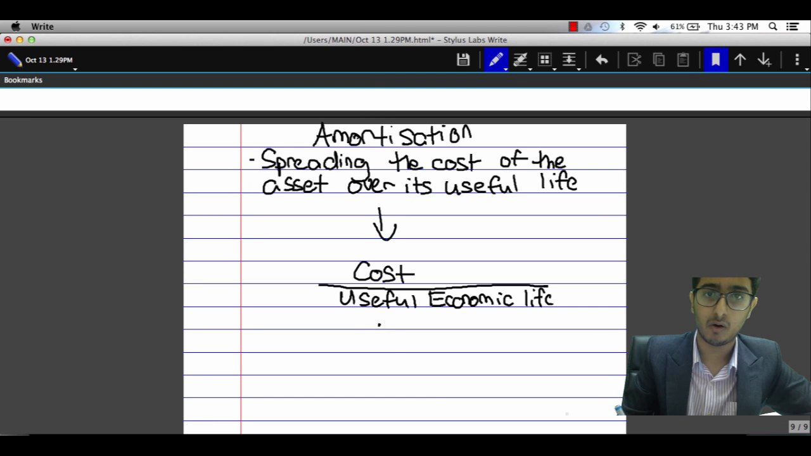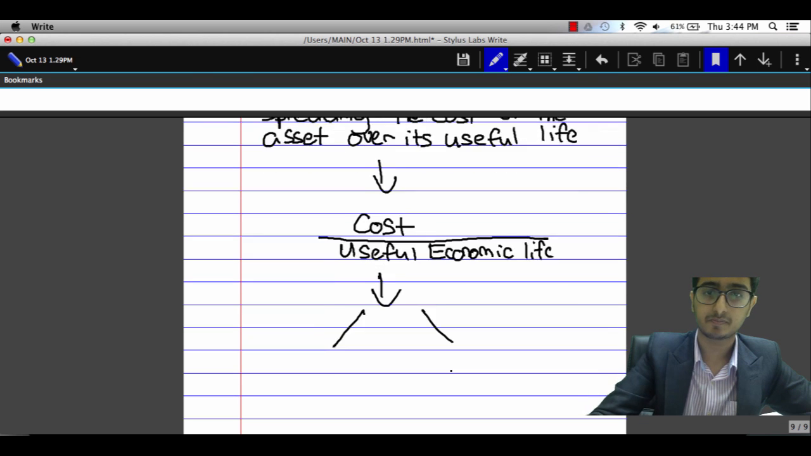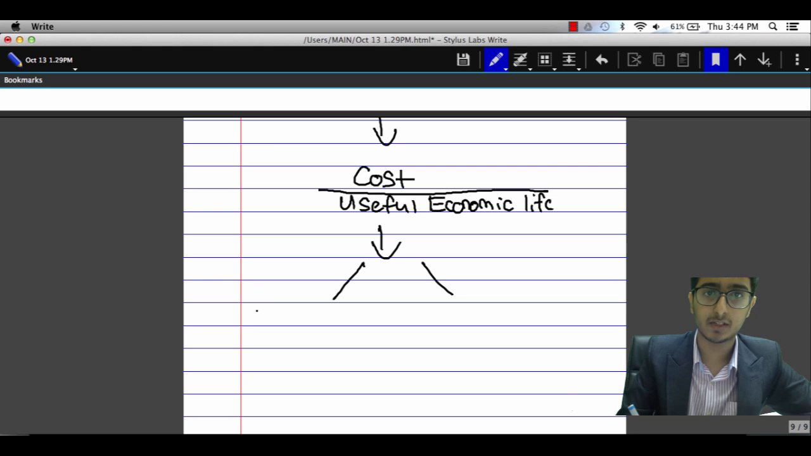Now, where will amortization go? It will go into two places. The first one is, it is going to be expensed off in the profit and loss. And the next one is, we are going to deduct it from the cost of the asset in the statement of financial position.